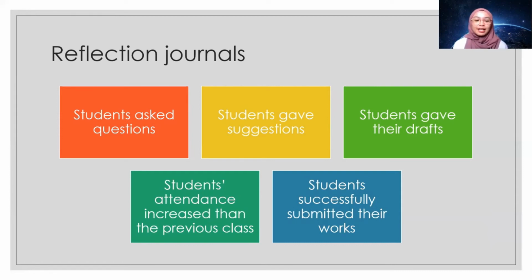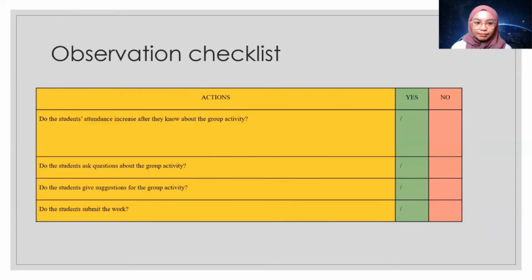Fourth, students' attendance increased compared to the previous class, which is a very good thing. And then lastly, students successfully submitted their work in Google Classroom. And the third data instrument is the observation checklist. From this checklist, the researcher listed the actions that were happening in the class. And for this research, they could find that a lot of positive elements were given by the students. The group activities actually made students participate more in the classroom.